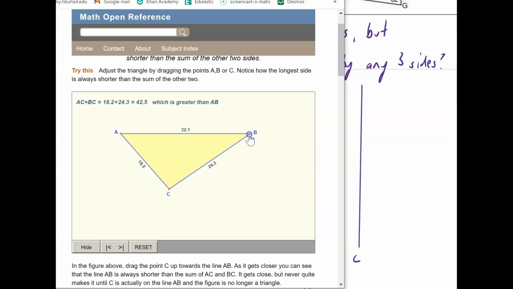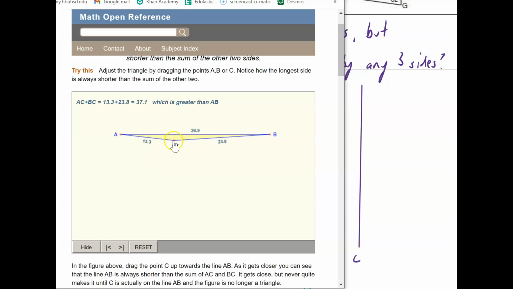Now, what happens if we manipulate this triangle and try to make, let's say, the shortest, most obtuse possible triangle that we can possibly get? And I'm getting really close to it right here. Now, this is still a triangle. It's a really, really flat triangle. In fact, I can't move it any closer. But look at the sum: 13.3 plus 23.8 equals 37.1. That 37.1 is greater than the 36.9.